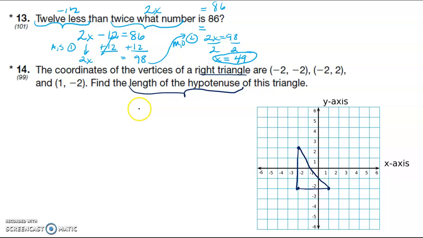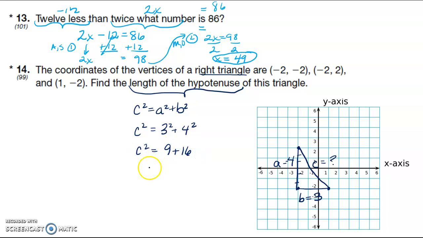So we're going to use the Pythagorean theorem here, where this is going to be A and this is going to be B. So let's see, this is 1, 2, 3. So B is 3. And A is going to be 1, 2, 3, 4. A is 4. And we're looking for C. So let's plug that in. C squared is equal to 3 squared plus 4 squared. C squared is equal to 9 plus 16. C squared is equal to 25. And then we square root each side. C is equal to 5.